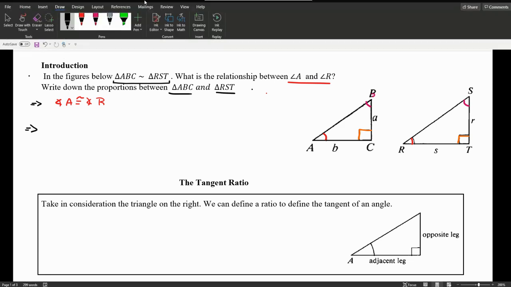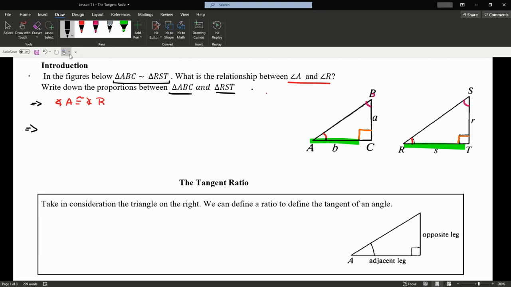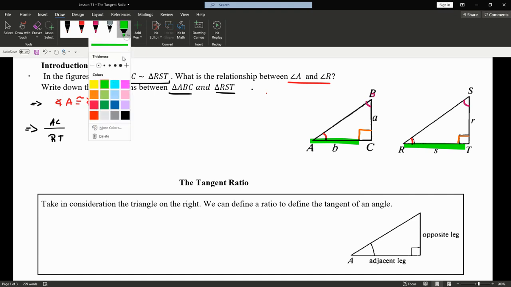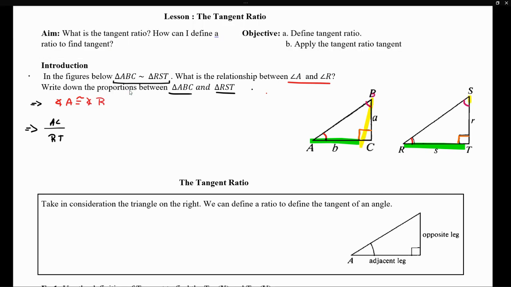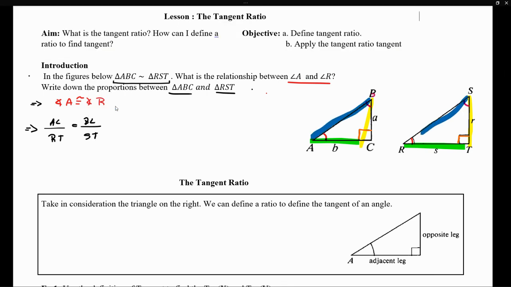Well, we know that they are similar to each other, so therefore AC over RT should be equivalent to BC over ST, which is also equivalent to BA over SR. And the reason why we have this is because we know that they are similar triangles and therefore their proportions must be equivalent to each other.